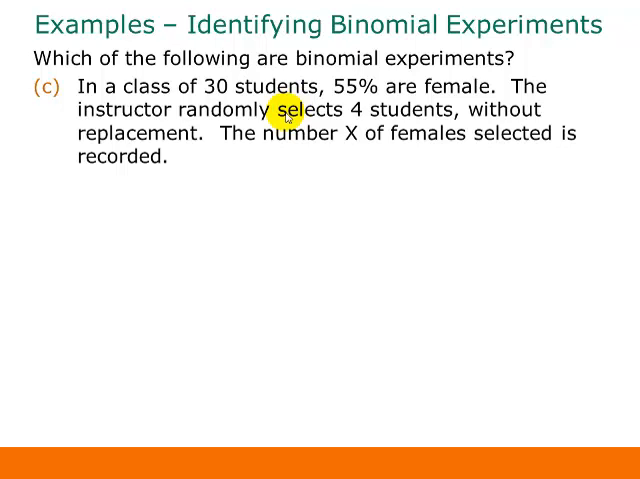Okay, here's another example. In a class of 30 students, 55% are female. The instructor randomly selects 4 students without replacement. The number X of females selected is recorded. So again, we're looking at those requirements. First of all, our number of trials would be 4 because the instructor is selecting 4 students. As I said before, the number of trials a lot of times is the same thing as a sample size.